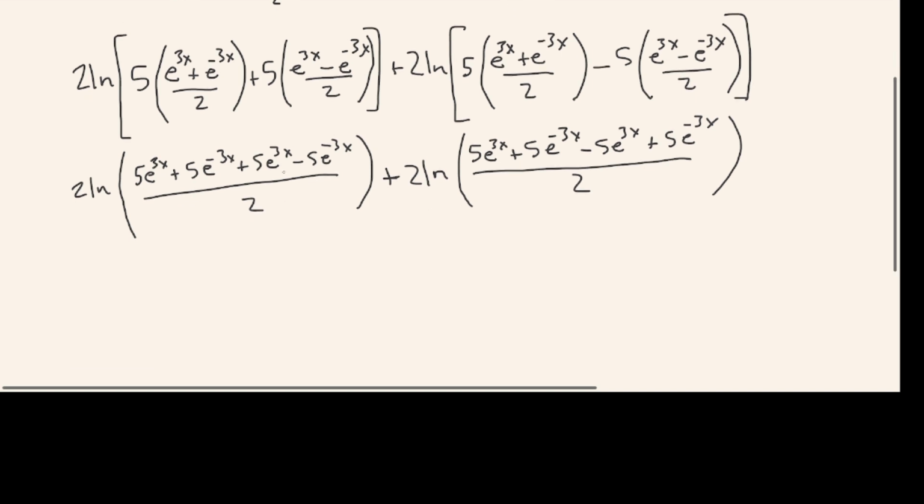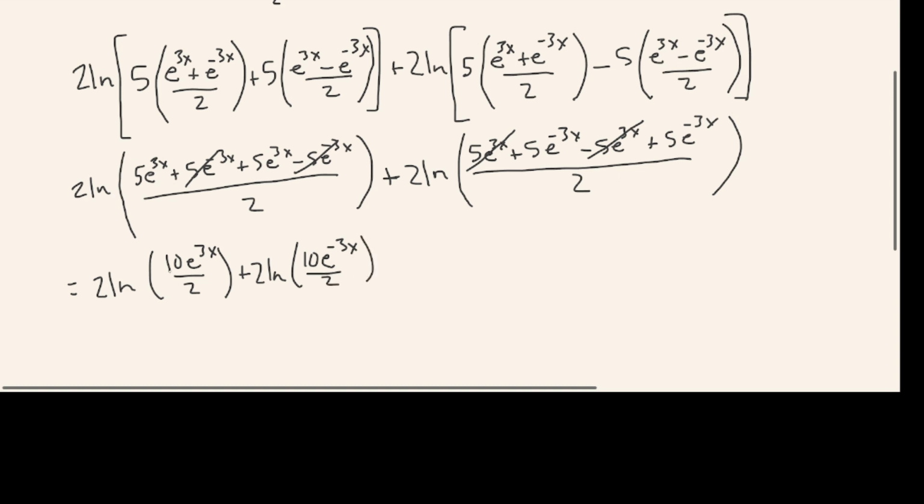And we can notice that we have a positive 5e to the power of negative 3x and a negative 5e to the power of negative 3x. So those are going to combine together and equal 0. In other words, they will cancel out. While on this side, we have a negative 5e to the power of 3x and a positive 5e to the power of 3x. So on this side, it is the positive powers of 3x that cancel. So this will simplify to 2 times the natural log of 10 times e to the power of 3x divided by 2 plus 2 times the natural log of 10 times e to the power of negative 3x divided by 2.